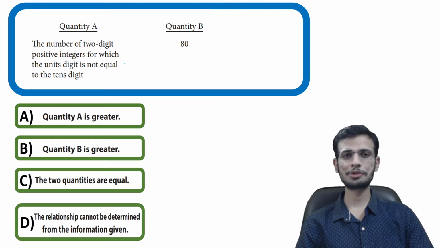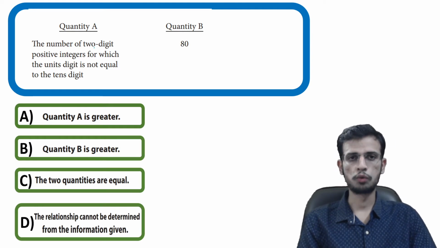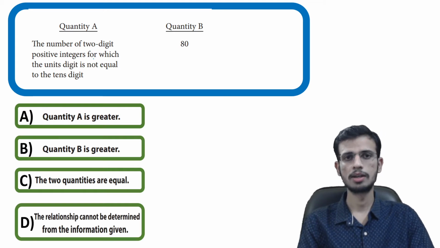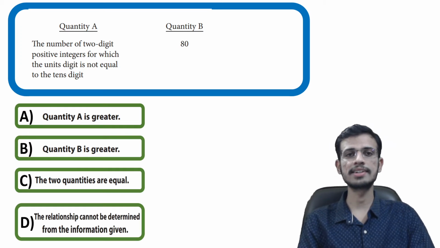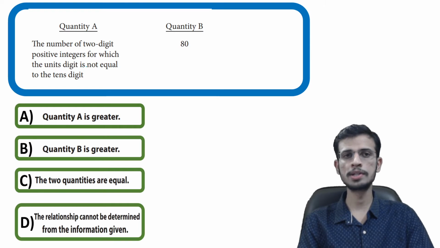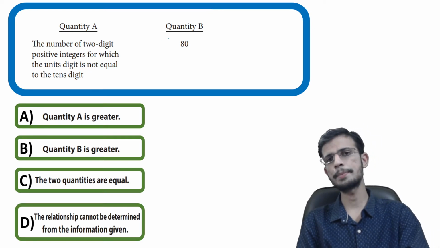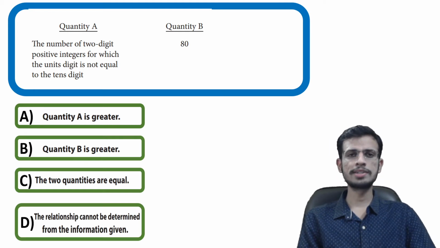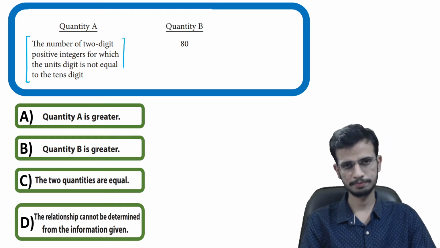So let us move on to the next question. The number of 2-digit positive integers for which the units digit is not equal to the tens digit is quantity A. Quantity B is 80. So how many 2-digit numbers are there satisfying the following condition?